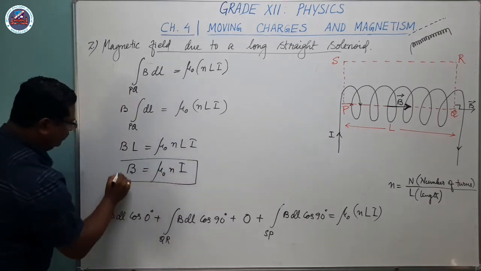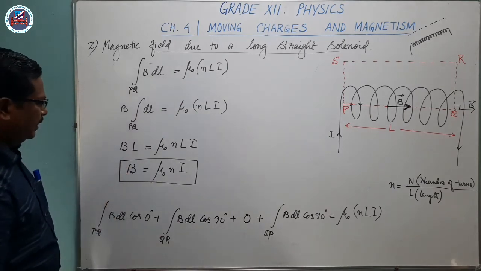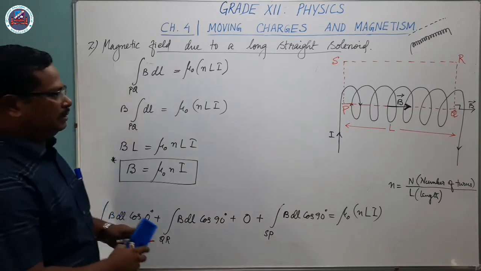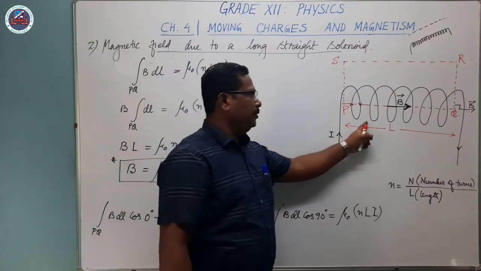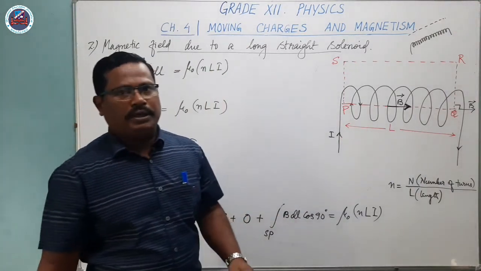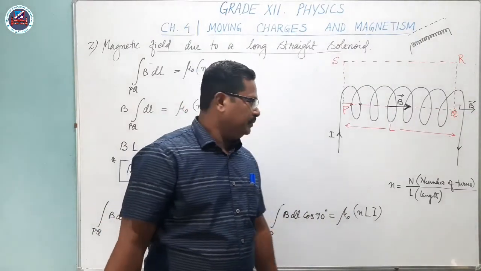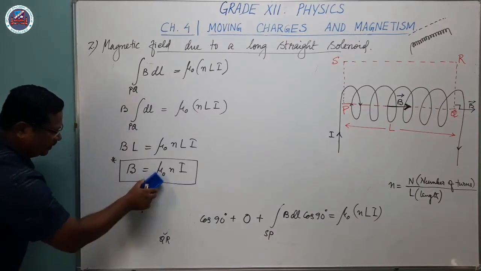So this is the magnetic field of a long straight solenoid carrying current. But if this solenoid you are not keeping in vacuum, if you are keeping in a particular medium, suppose in air you are keeping, then this formula will slightly change. This is in vacuum.